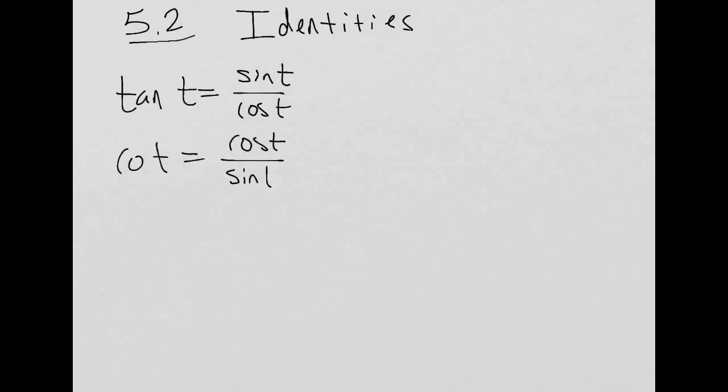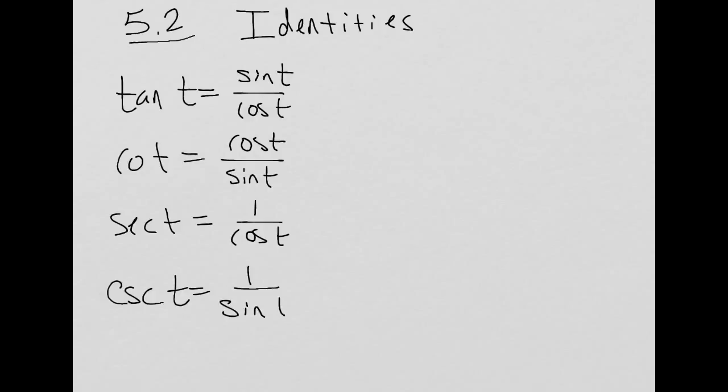Things like the tangent of t is equal to sine over cosine, cotangent of t is then cosine over sine, secant of t is equal to 1 over the cosine of t, and cosecant of t is 1 over the sine of t.